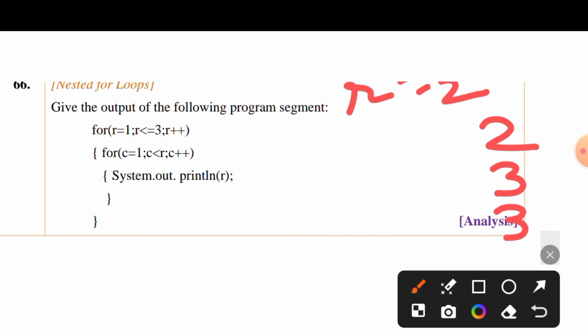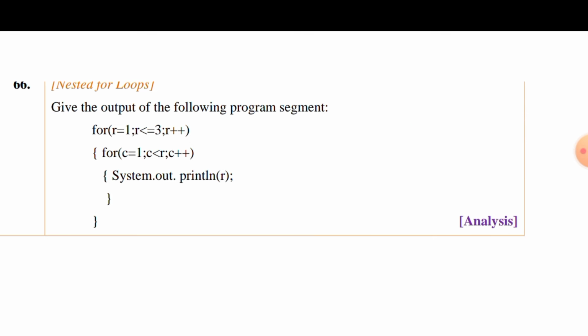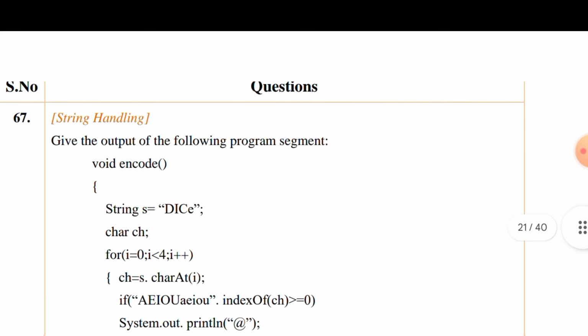Next time when C becomes 3, then 3 is not lesser than 3. Condition false, it goes up. R becomes 4, but condition is false of outer loop also, so loop breaks. So what will be the output? 2 3 3. Let's go to question number 67.